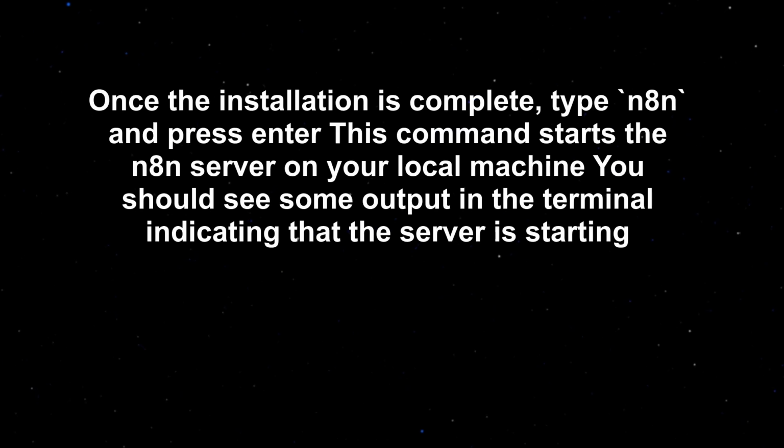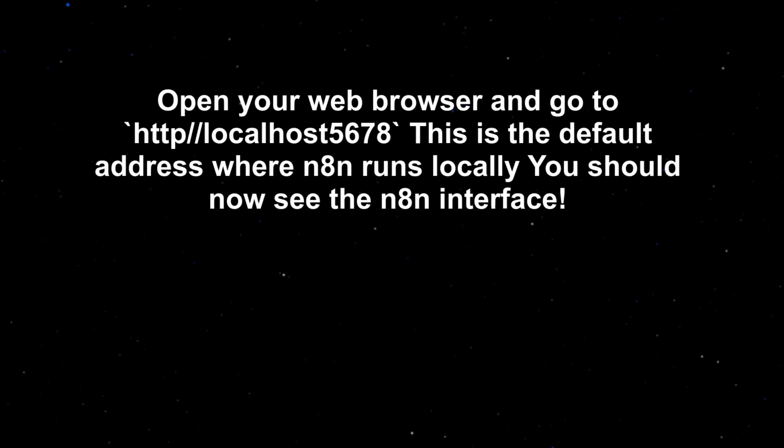Once the installation is complete, type n8n and press enter. This command starts the n8n server on your local machine. You should see some output in the terminal indicating that the server is starting. Open your web browser and go to http://localhost:5678. This is the default address where n8n runs locally. You should now see the n8n interface.